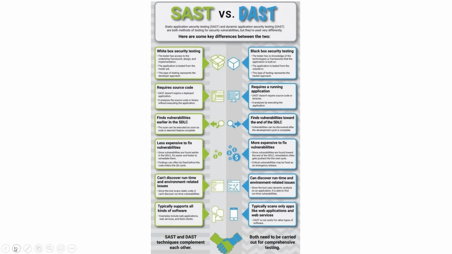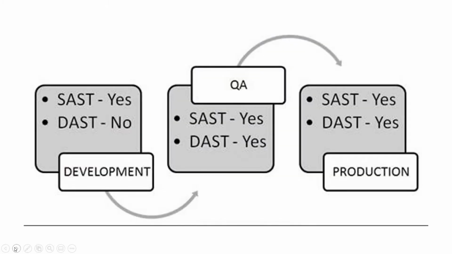But all in all, if you are choosing to go for SAST, you should go for DAST as well, and if you're choosing to go for DAST, you should go for SAST as well. So they both go hand in hand, and it's a very good combination, and that's what IAST emerges out of. As you could see here, in the development stage, SAST gets applied, not DAST. In QA, both get applied, and the same goes for production as well.